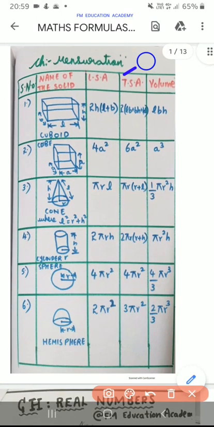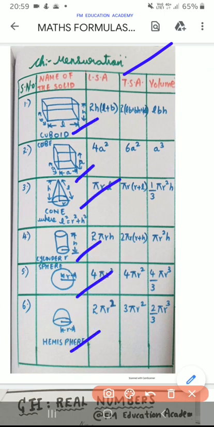Okay, so chapter mensuration, you have 6 solids that can be asked. In tomorrow's exam, any one shape formula will be asked, so learn the formulas as well. The first shape is cuboid.